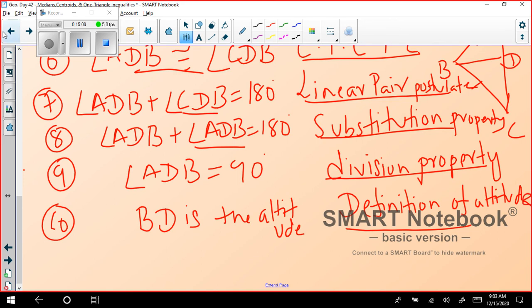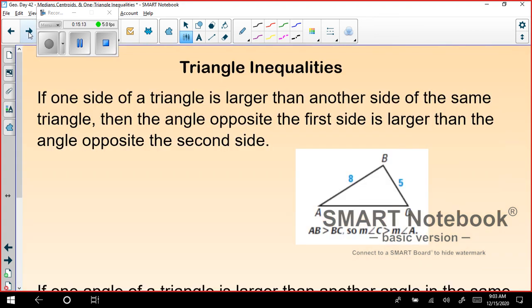Okay, let's move on to the next slide. Triangle inequalities. Till now we saw the centroid and its properties and problems based on that. We are moving into the next part, which is triangle inequalities. Very important. We are going to see a few theorems and also solve problems based on that.